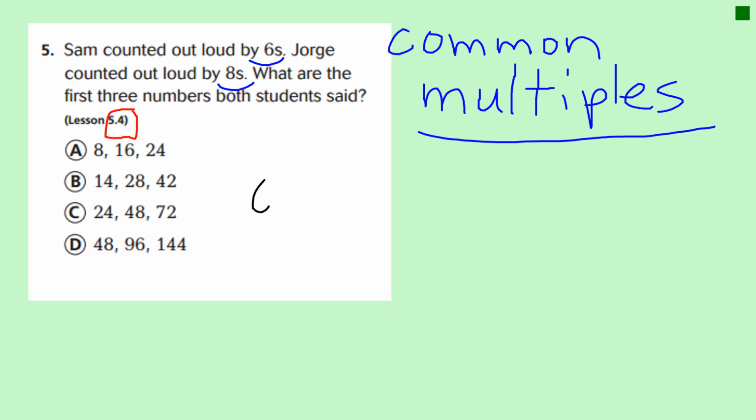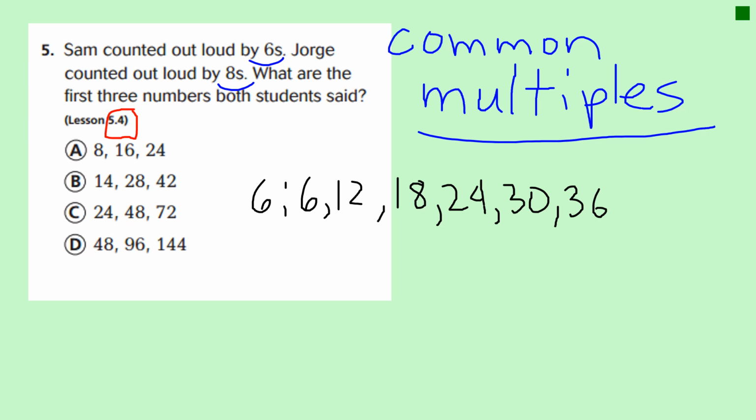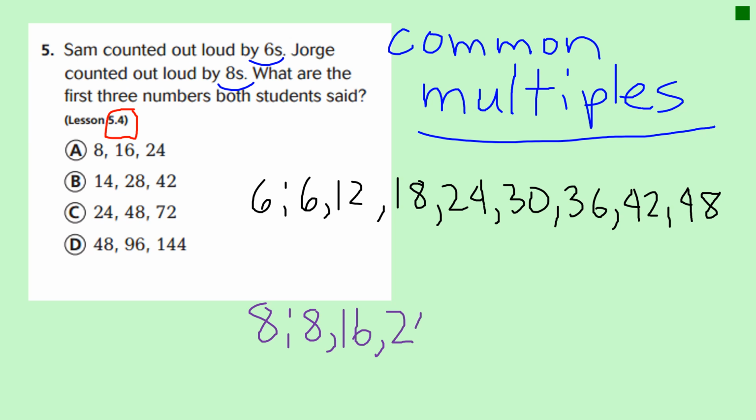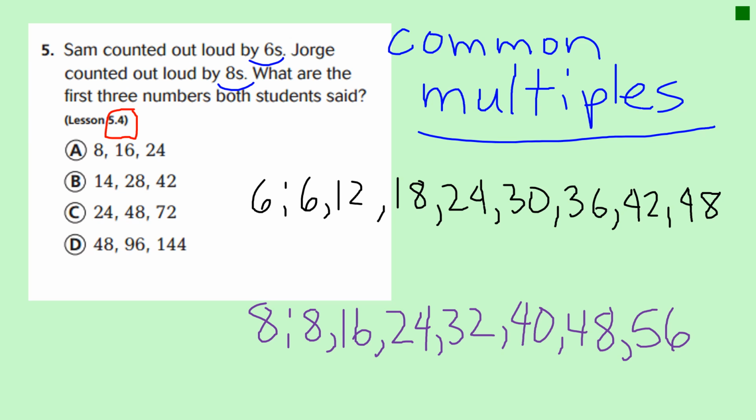Okay, so I'm just going to write my multiples of 6. 6, 12, 18, right? You guys are probably really good at your 6s by now. You've done so much. 42, 48. Well, I guess I'll stop there since I've run out of room. All right, now I'll do my 8s down low in case I need more room for my 6s. 8, 16, 24, 32, 40, 48, 56. All right, I'm going to stop.